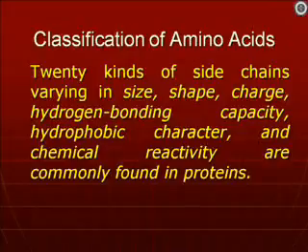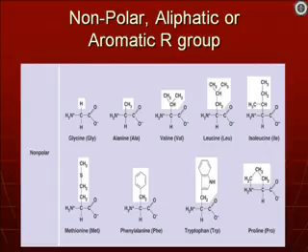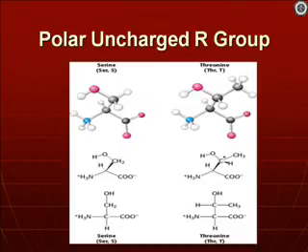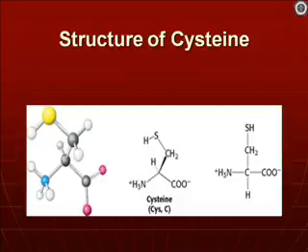So 20 kinds of side chains varying in size, shape, charge, hydrogen bonding capacity, hydrophobic character, and chemical reactivity are commonly found in proteins. So the first category is non-polar aliphatic or aromatic R group. The second category is polar uncharged R group, which includes serine and threonine. The third category is polar uncharged once again, in which we have cysteine, which has a sulfhydryl group.